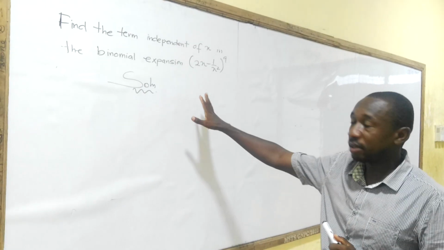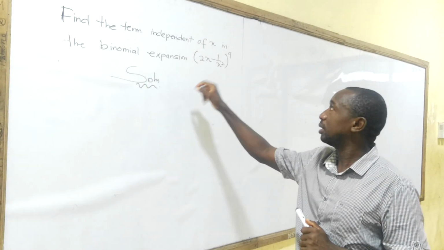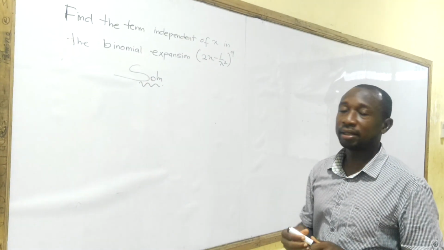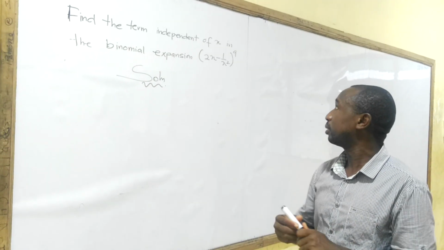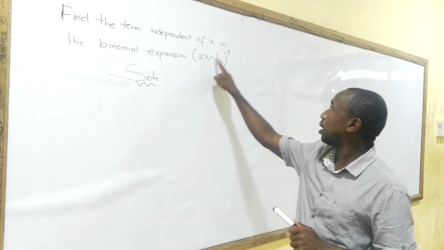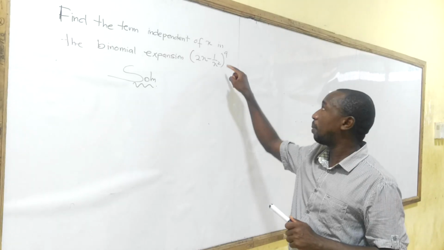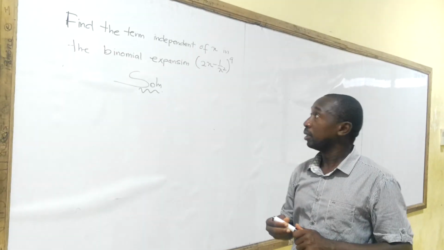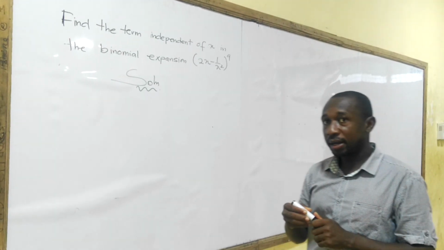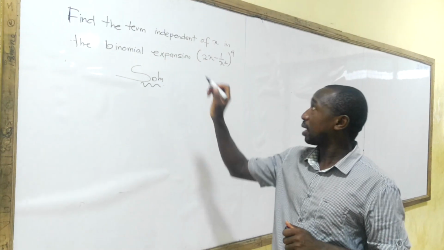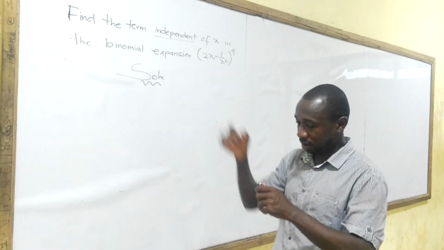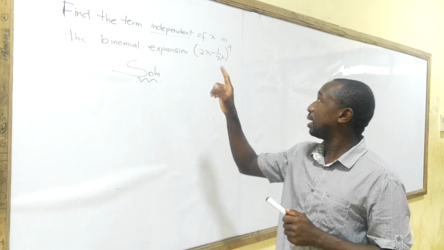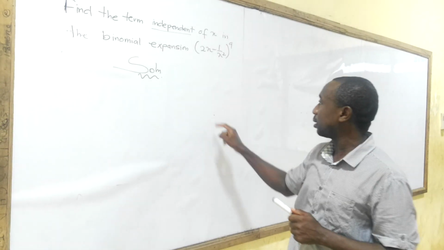And the question here is, find a term independent of x in the binomial expansion of 2x minus 1 over x squared, all to the power 9. Here the technical term that one needs to understand is the word independent. Find a term independent of x.